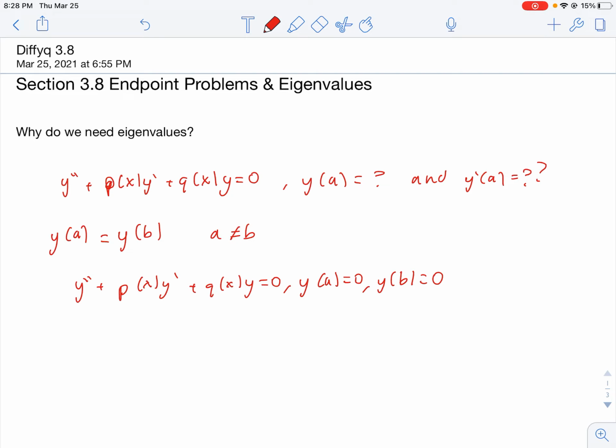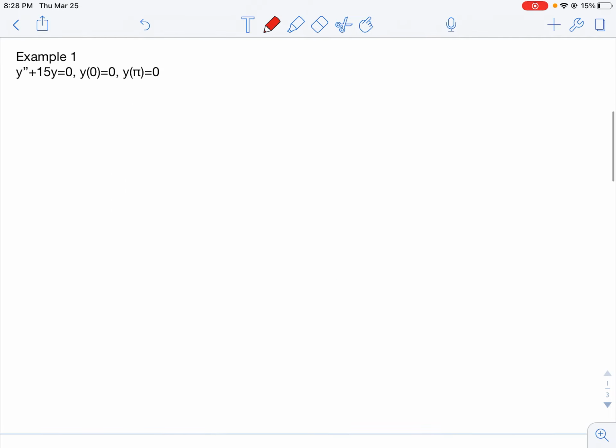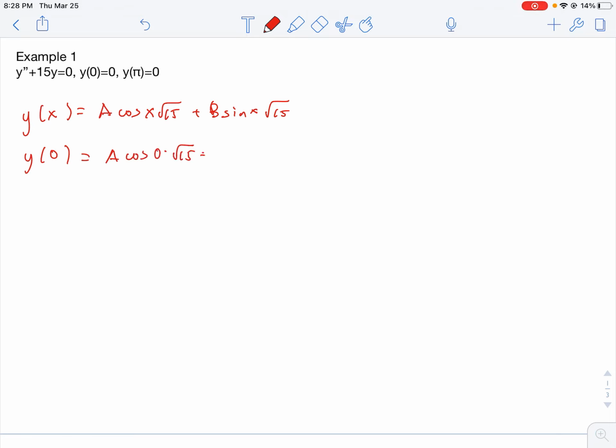So now I'm going to go over some examples of some issues that can happen in an endpoint problem. We'll start with example 1. First we're going to define y of x, which is going to be equal to a cosine x times the square root of 15 plus b sine x times the square root of 15. Then we're going to plug in one of our initial conditions, y of 0 is equal to a cosine 0 times the square root of 15 plus b sine 0 times the square root of 15, all equal to 0. Now, if we let this all simplify down, we get that a is equal to 0.